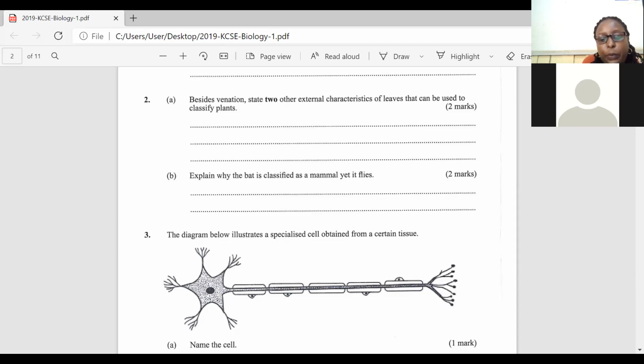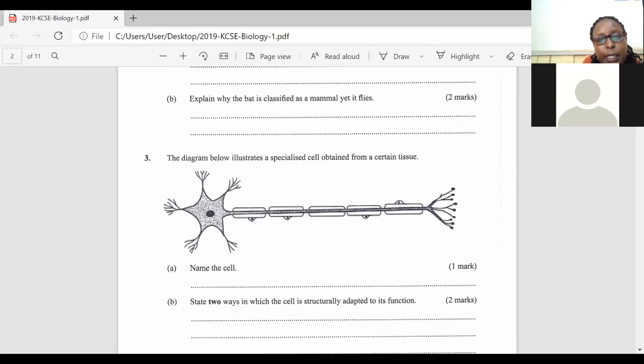We go to part B of the question. Explain why the bat is classified as a mammal, yet it flies. Again, that one is in classification 2, Form 3 work, whereby the student here would have been recalling the characteristics of the mammals, which ones apply to this one, except that it flies. What other characteristics are going to apply to this one? Like if we're talking of the presence of the mammary glands, the body covered with fur. So the student had to recall characteristics of a mammal.